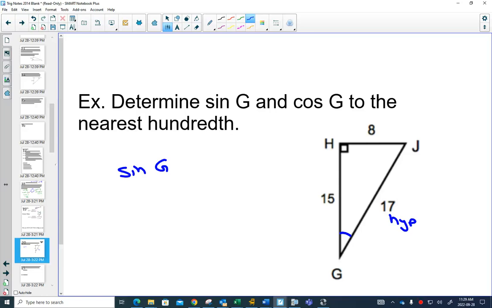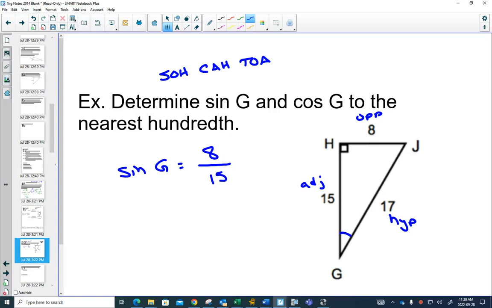Does it make sense that your opposite and adjacent change depending on which angle you're talking about? If I'm talking about G, then this is my opposite. But if I was talking about J, then 15 would be my opposite. If I'm talking about G, 8 is my opposite and 15 is my adjacent. So if I want to find sine of G, I think about SOHCAHTOA. Sine is opposite over hypotenuse, which is my opposite side. That's 8. That would be little g. Which is my adjacent side, little j, that would be 15.